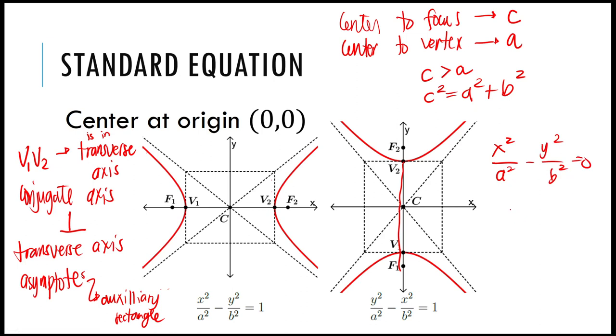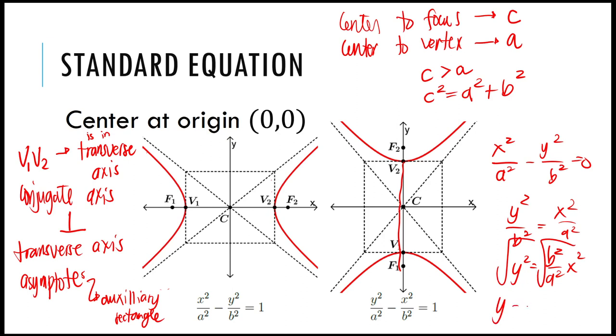So, solving for y, transpose mo siya, magiging positive. Cross-multiply: y squared equals b squared all over a squared x squared. Square root both sides. So, y equals positive negative b all over a x. Ito yung equation ng asymptotes natin. Isang positive, isang negative. Partner yan.